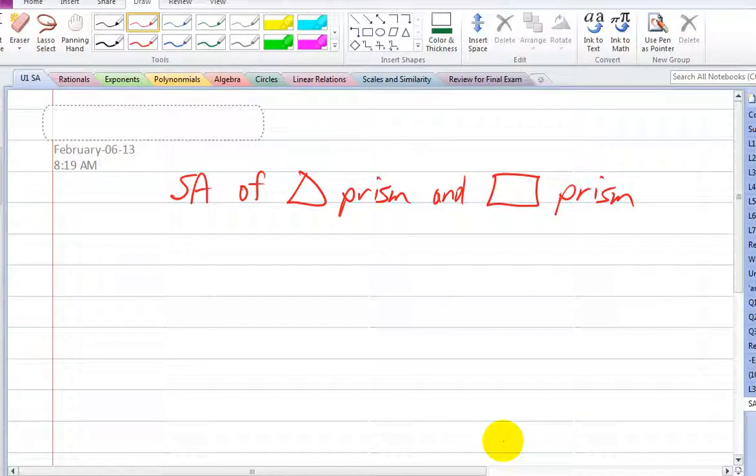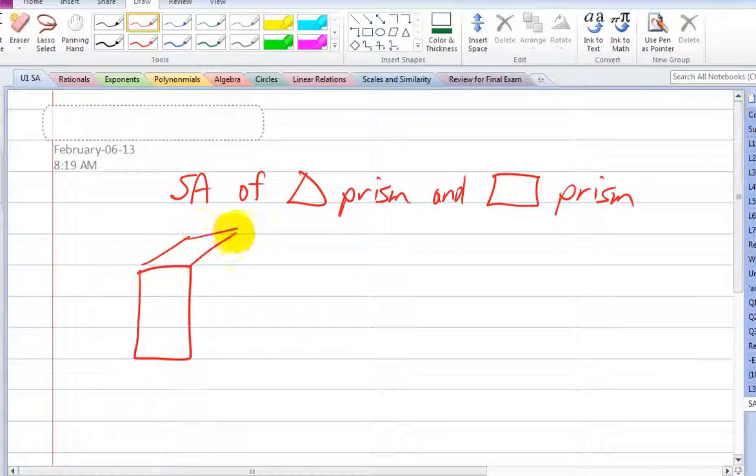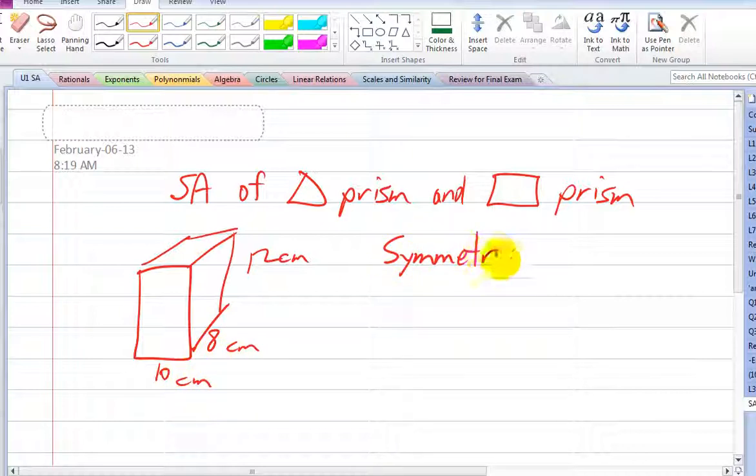Okay, so we have the shape here going down. We have 12, 10, and 8, and that's all in centimeters. So, keeping symmetry in mind, what sides are exactly the same on that shape?